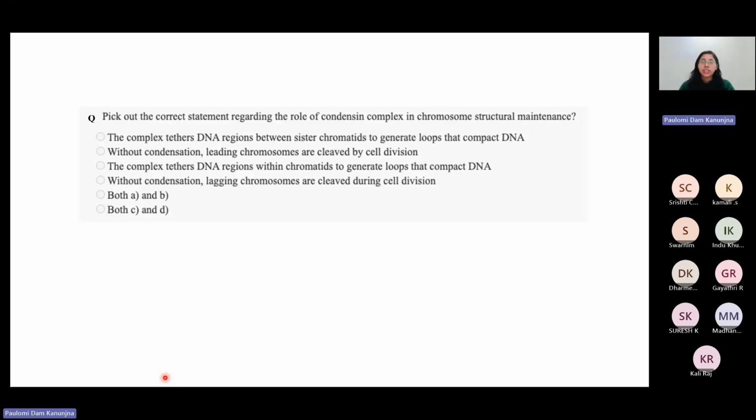Okay. So the answer here is C and D. It's basically talking about condensin, right? The first one is talking about tethering DNA regions between sister chromatids, that is cohesion, so cohesin. That is not condensin. The third one is for condensin: the complex tethers DNA regions within chromatids because you're condensing them, right? So C is correct. Since here you don't have to worry about the second option, because you know that A is not correct and C is correct, this was the correct answer. Since you are sure about the third statement and you know this is the only option that is correct, just go with it. Okay. Next one.